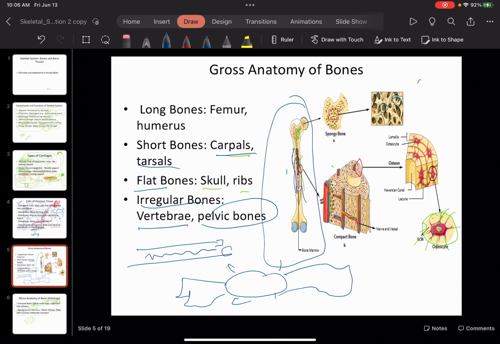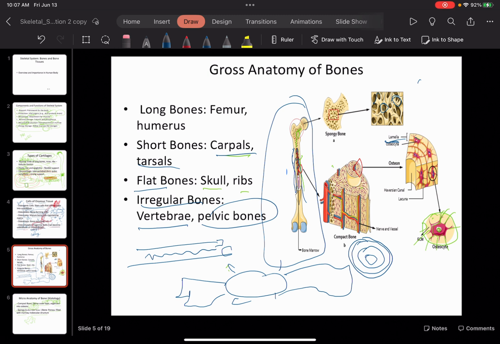So the compact bone, if you look at it, is very dense. They are made of osteons. So osteons are ring-shaped structures. It looks like an onion ring. So layers. The layers we call the lamella. See here lamella. So there are cells inside here, these cells are called osteocytes. They maintain that bone matrix.